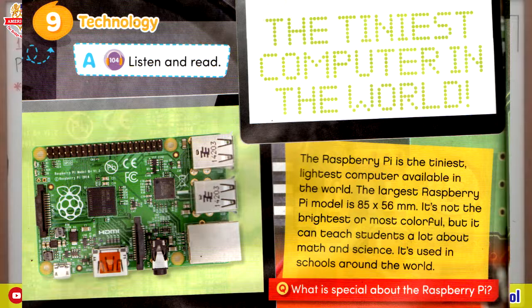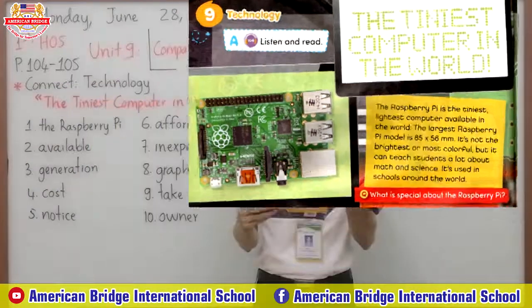The tiniest computer in the world. The Raspberry Pi is the tiniest, lightest computer available in the world. The largest model is 85 multiplied by 56 millimeters. It's not the brightest and the most colorful, but it can teach students a lot about math and science. It's used in schools around the world.